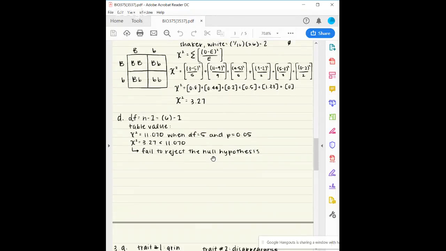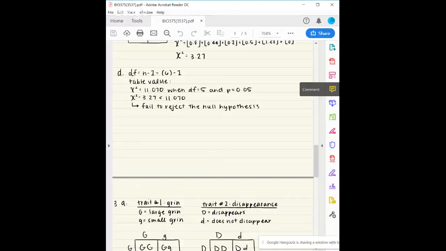And because 3.27, for D, is less than the value on the slide that we use for 5 degrees of freedom and P equaling 0.05, which was 11.070, we failed to reject the null hypothesis, meaning that the cross accurately represented the shaker gene being X-linked and the coat pigmentation gene being found on an autosome and following Mendelian inheritance patterns.